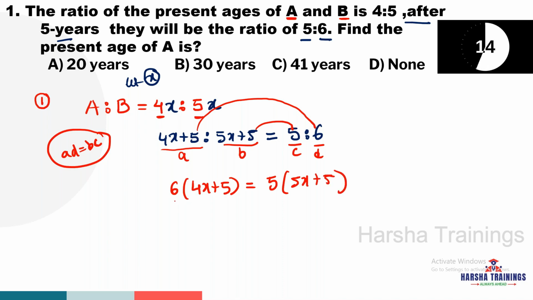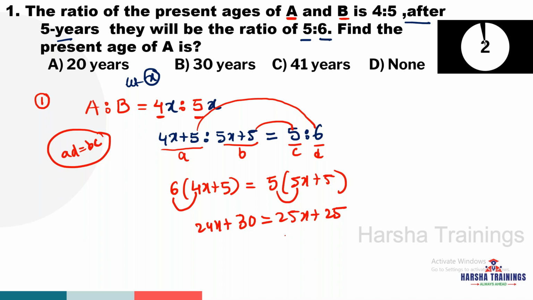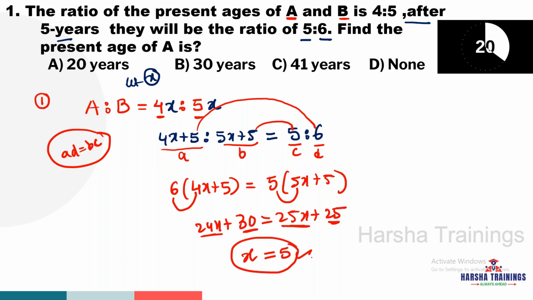Look at the screen. 6 4s are 24x, 6 5s are 30, is equal to 5 5s are 25x, again 5 5s are 25. Taking x to one side, 25x minus 24x... x is equal to 30 minus 25, how much? 5. The x value is 5 years, right?